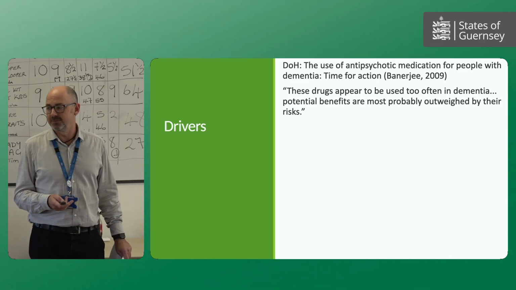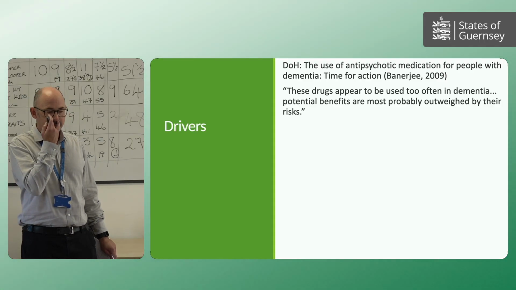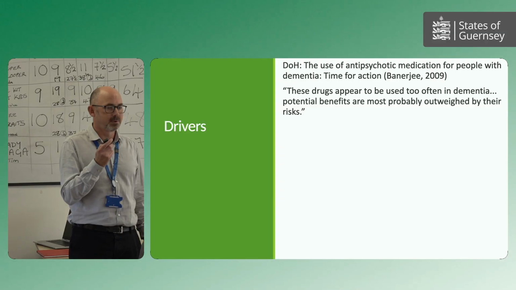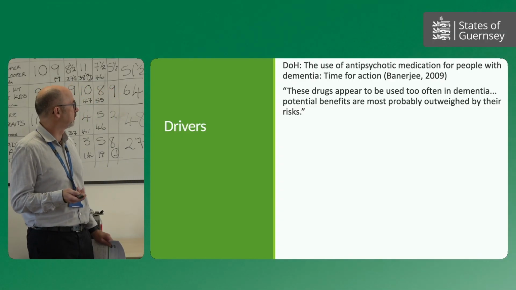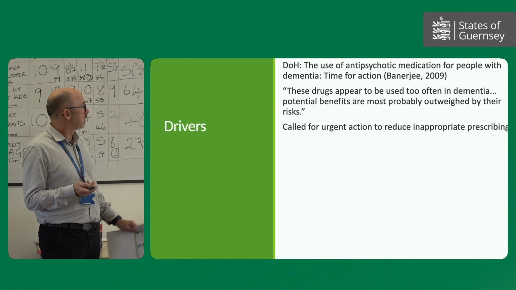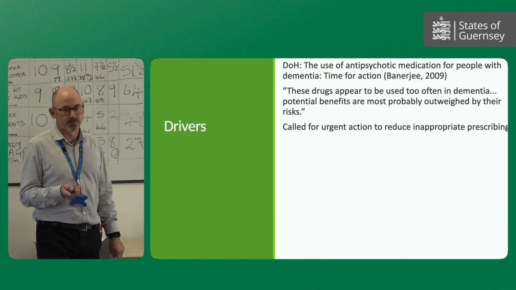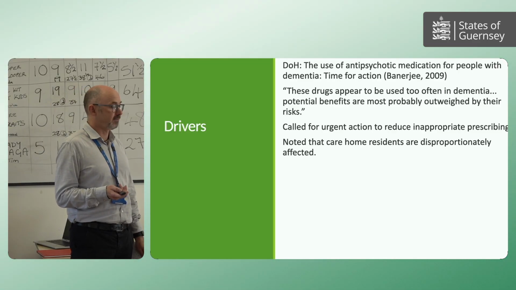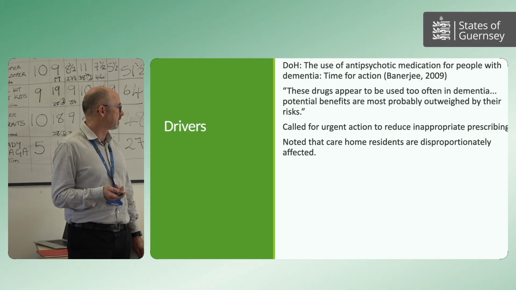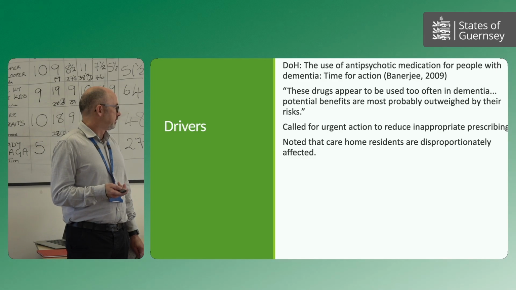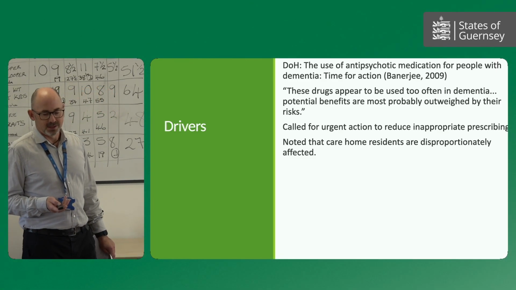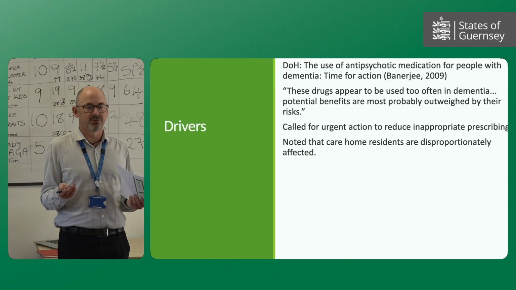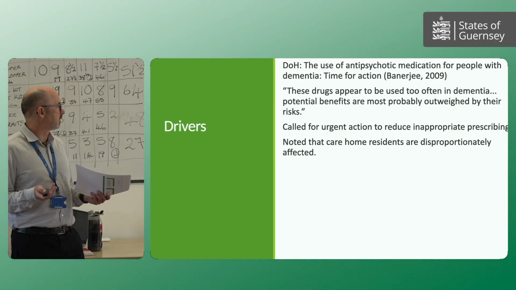So you've probably got a 1 in 5 hit rate. One person in 5 will get the benefit that you seek. Four out of 5 would probably get no benefit at all from the antipsychotic medications and just get the side effects. So he called for urgent action to reduce inappropriate prescribing. He noted that care home residents are disproportionately affected, and that's a concern because sometimes people look to deal with difficult behaviours. The quick solution might be a medication, which is not the answer and is often doing the person more damage.